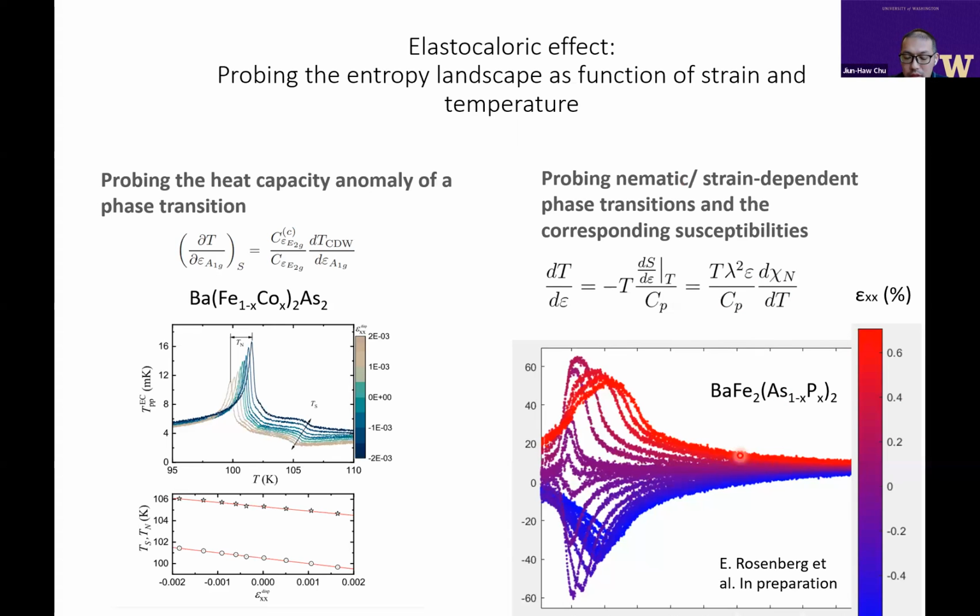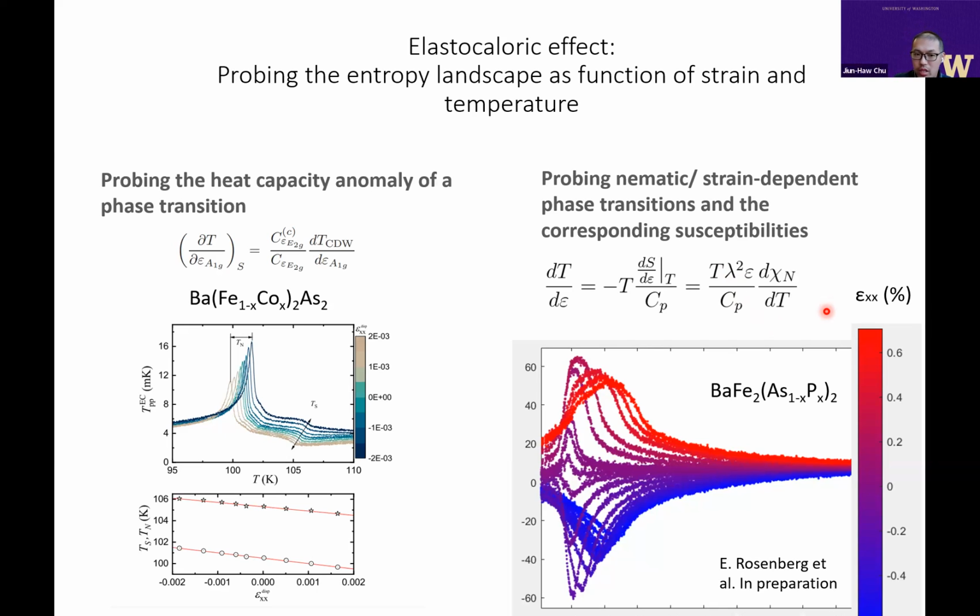And then you can see that the different color curves correspond to different strain. With a larger strain, you can see a stronger and stronger diverging response, and that diverging response is proportional to chi dt. So now we can apply this technique to cesium vanadium three antimonide.